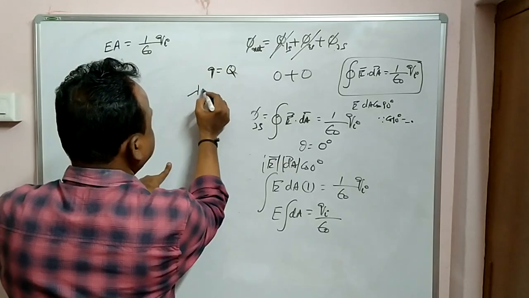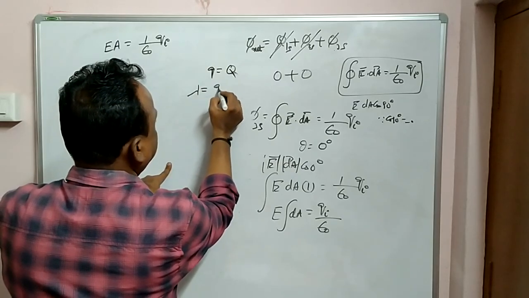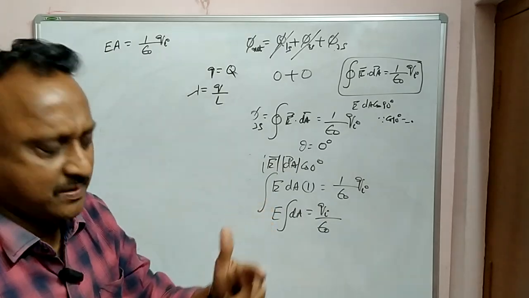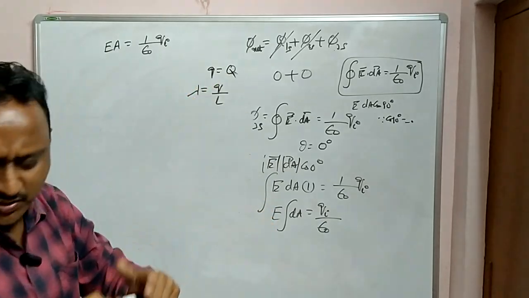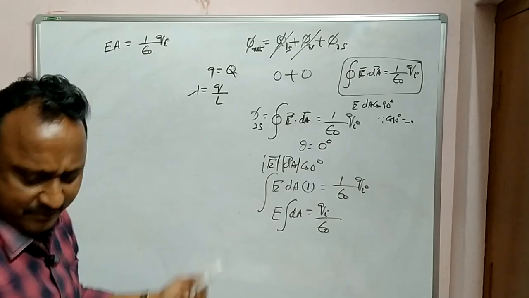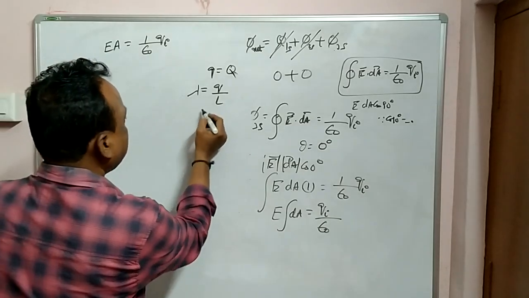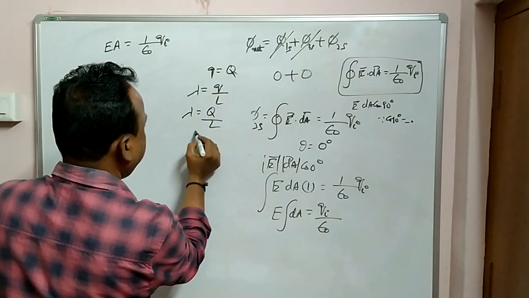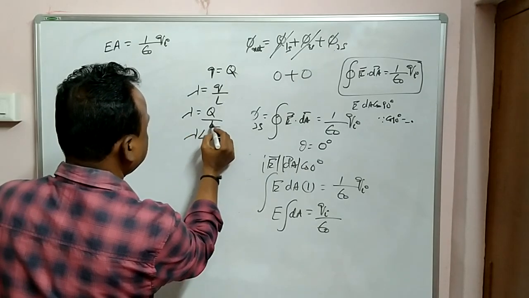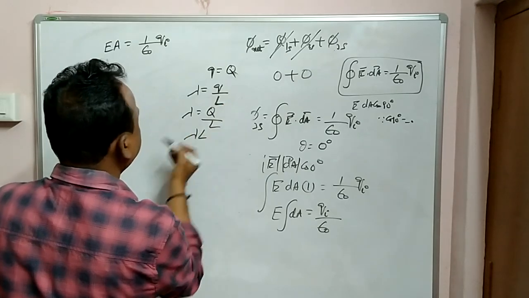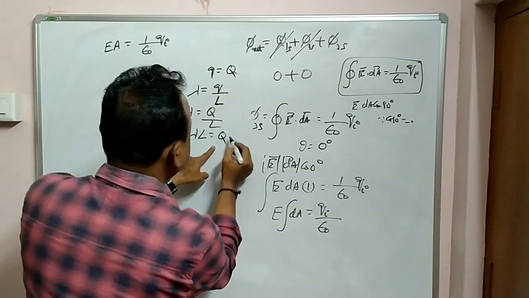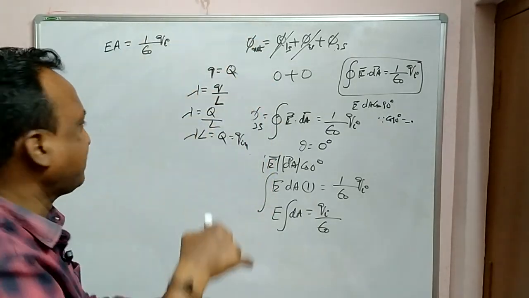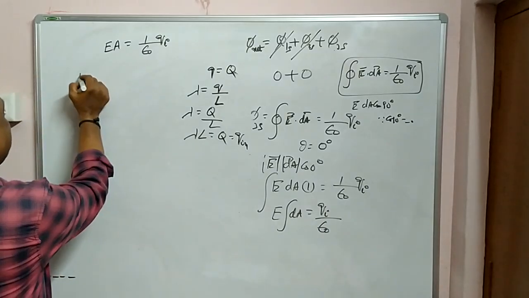If lambda is the charge density, it can be defined as Q by L. Sometimes people use capital Q; you can use small q or capital Q, your wish. Let us use capital Q. So lambda equals Q by L, or Q equals lambda times L, whatever. This is Q inside, the charge going inside. Put it here.